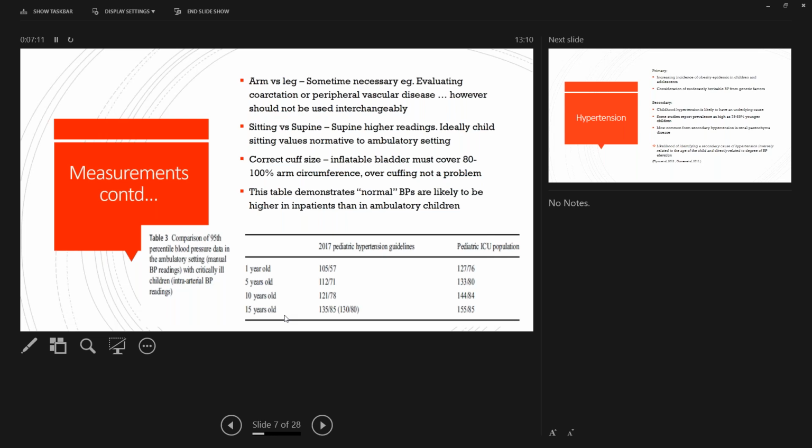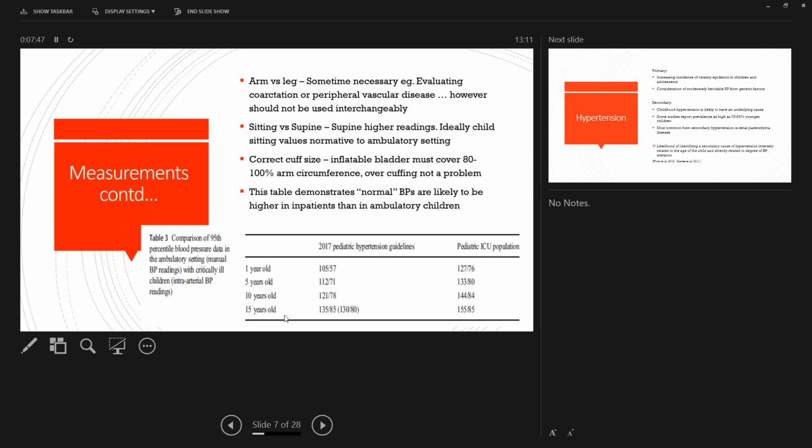You may need to check their leg measurements anyway if you're considering coarctation and evaluating for the differential blood pressures between upper and lower limbs, or peripheral vascular disease and the difference in blood pressure in the legs. However, they shouldn't be used interchangeably, so we would always recommend measurements to be done in the upper limbs. Measurements done in the legs, in a normal child that doesn't have a coarctation or peripheral vascular disease, can be up to 20 millimeters of mercury higher than the upper limbs.